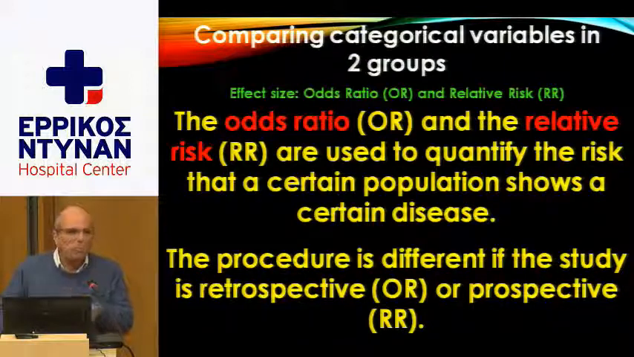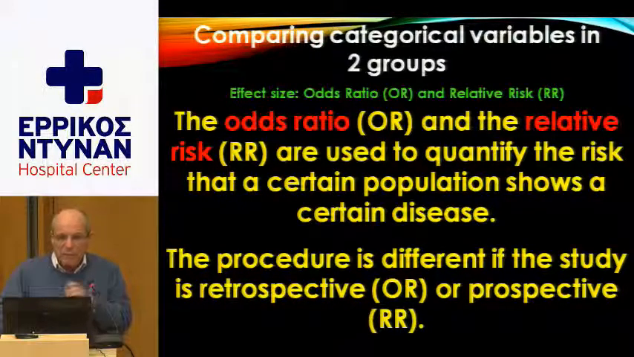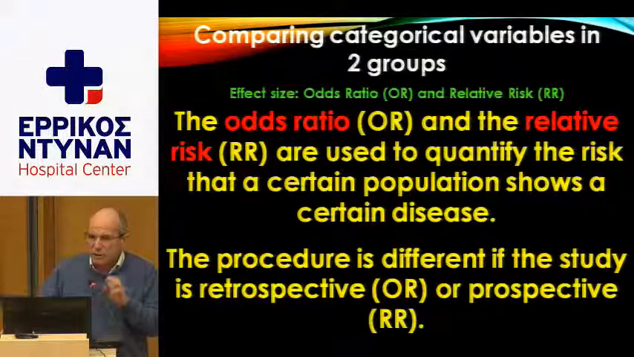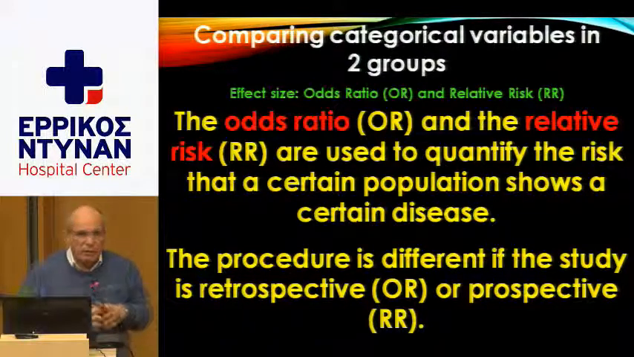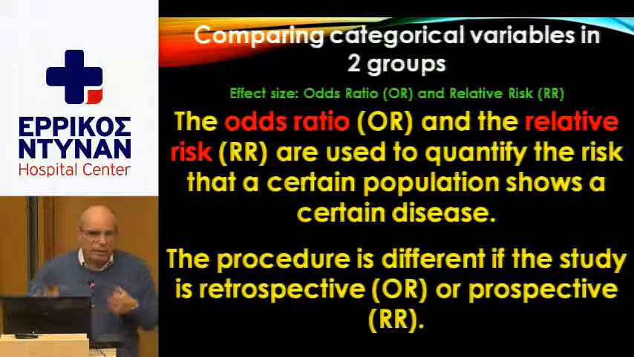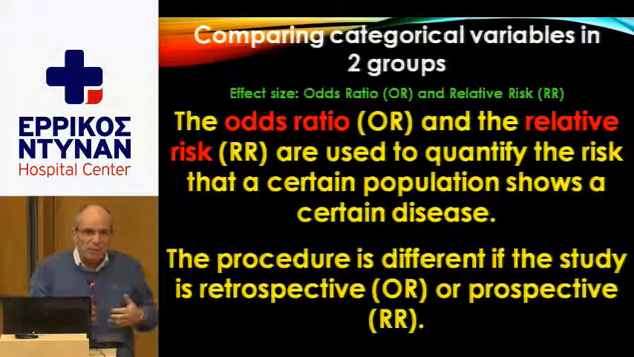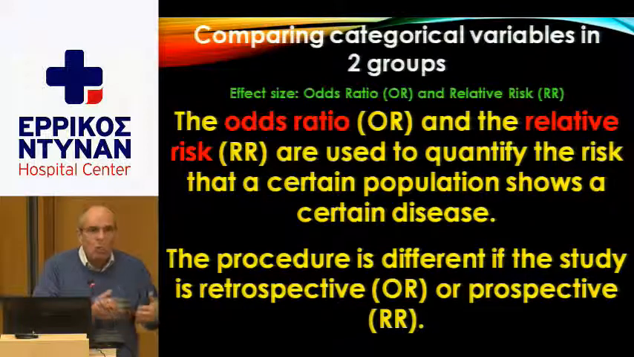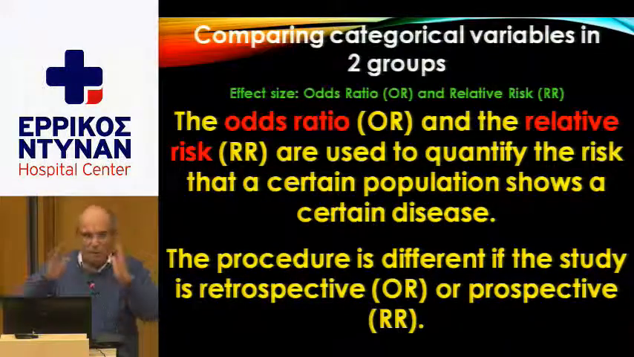I just want to explain what they mean and which is the difference between odds ratio and relative risk. The odds ratio is used to quantify the risk that a certain population shows a certain disease. The procedure is different: if you have a retrospective study you use the odds ratio, with a prospective study you use the relative risk. Why is there this difference? Because when you are doing a prospective study, you choose the rules and you follow your rules. In the retrospective study, patients are already there. So you must choose among the patients.